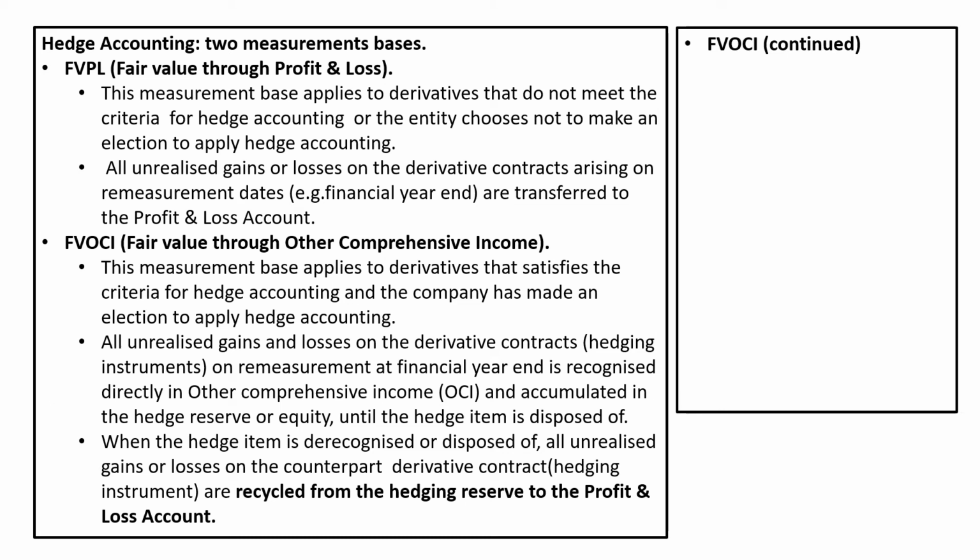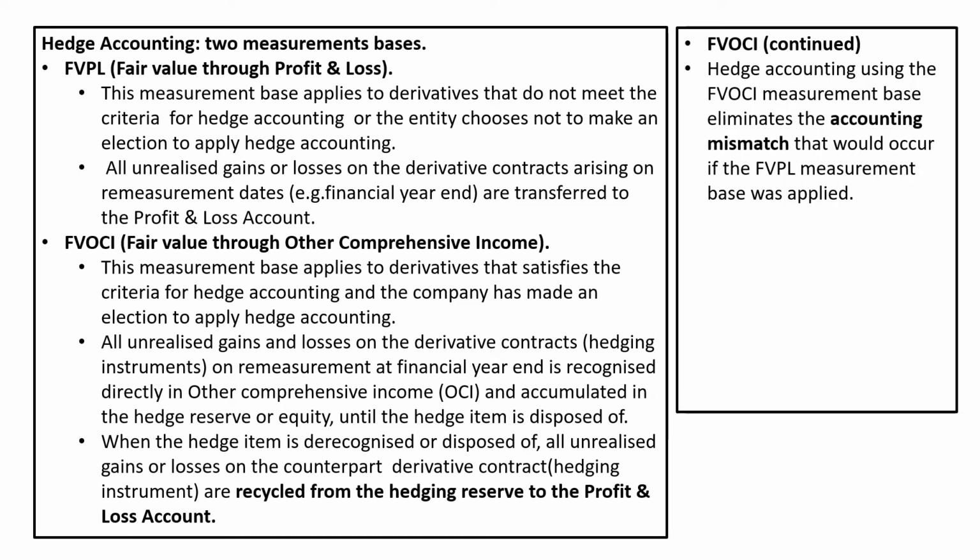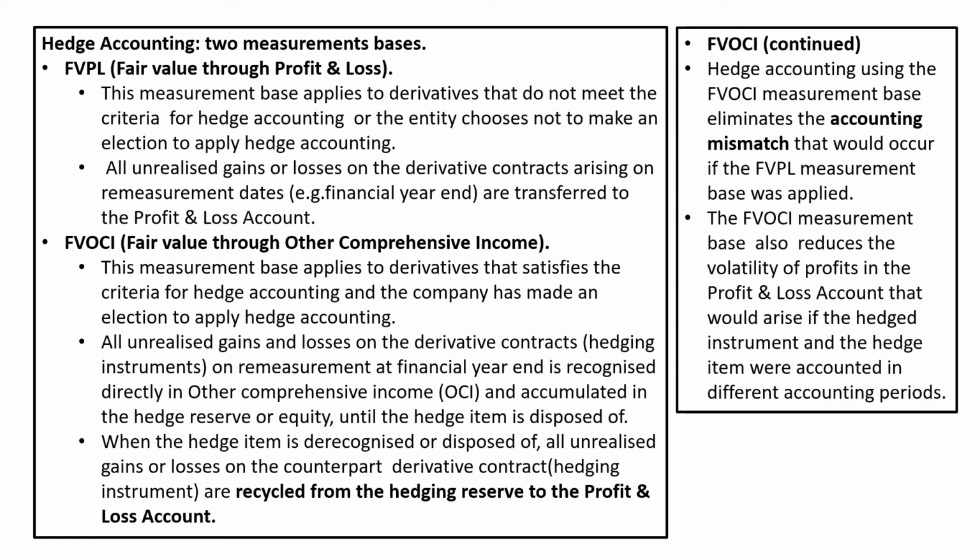This second measurement base, which is the FVOCI measurement base, eliminates what is called the accounting mismatch that would occur if the fair value through profit and loss measurement base was applied. The FVOCI measurement base also reduces the volatility of profits in the profit and loss account that would arise if the hedging instrument and the hedged items were accounted for in different accounting periods.